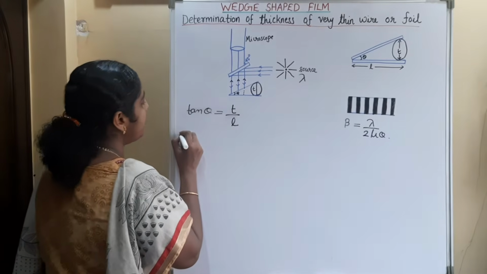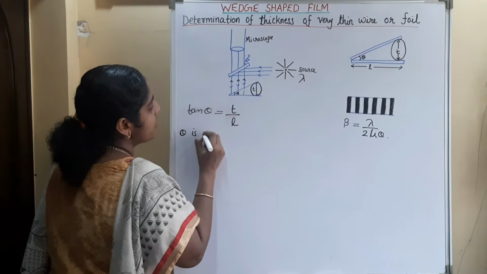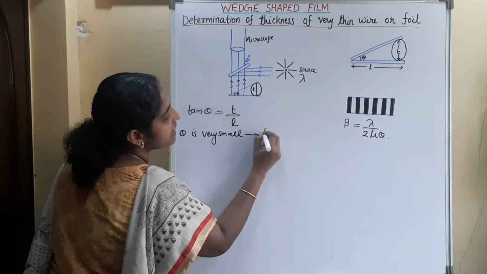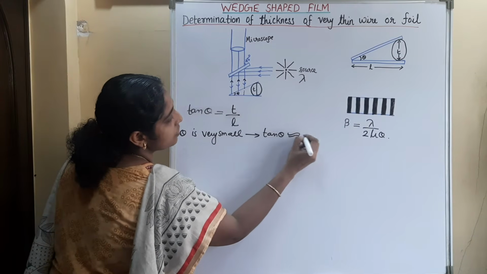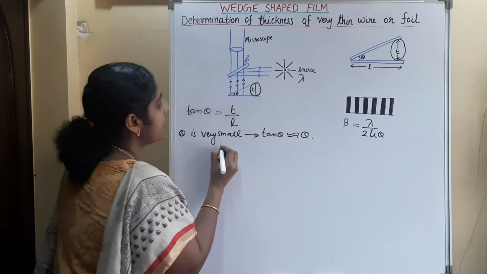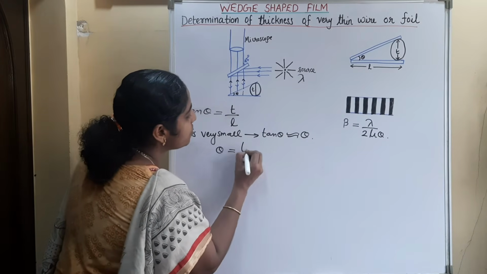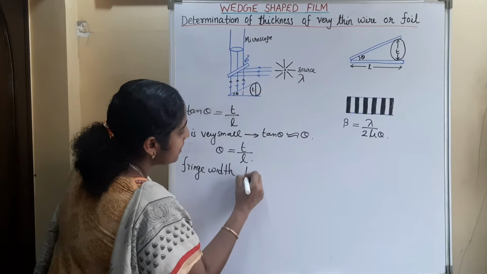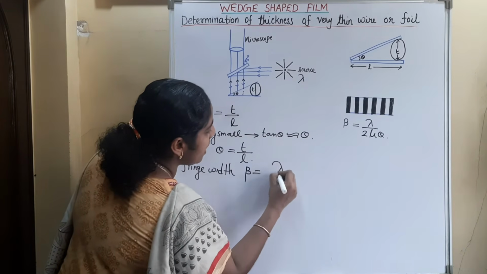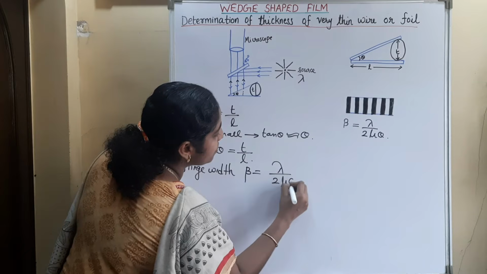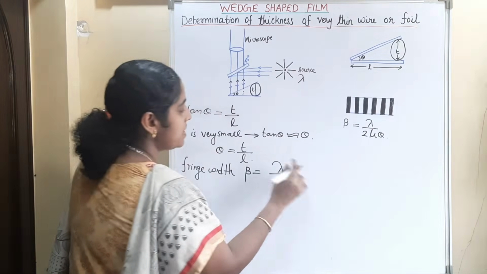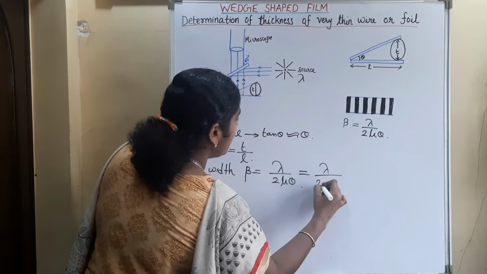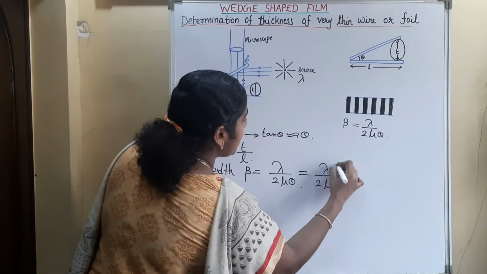Now for the wedge-shaped film, theta is very small. If theta is very small, we can take tan theta as approximately equal to theta. So this expression becomes theta equal to T by L. Now what is the fringe width beta? Fringe width beta is equal to lambda divided by 2 mu theta. So instead of theta we can substitute the value T by L, giving lambda divided by 2 mu into T by L.